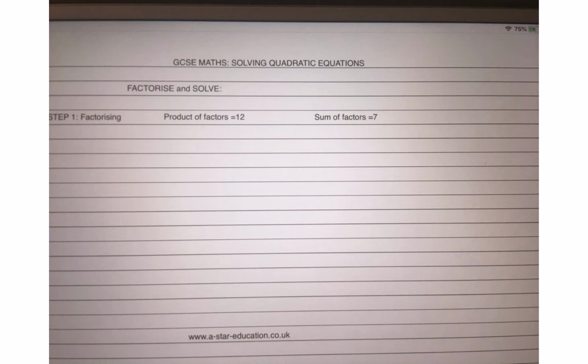Okay, so here's a quadratic equation: x squared plus 7x plus 12 equals 0. This is my quadratic equation, and we can tell it's a quadratic equation because x has been raised to the power 2. If there's x to the power 2, this is quadratic. So how do we go about solving this equation?